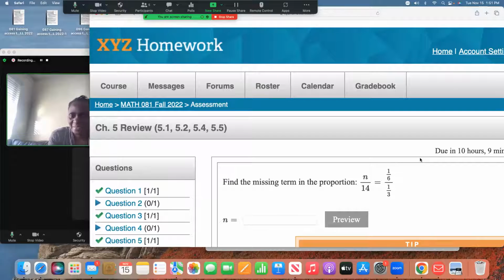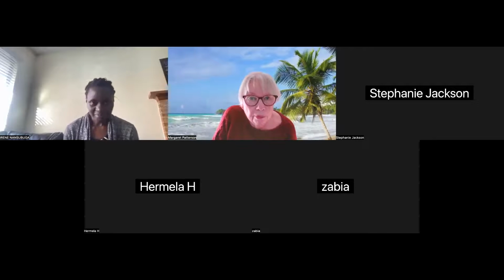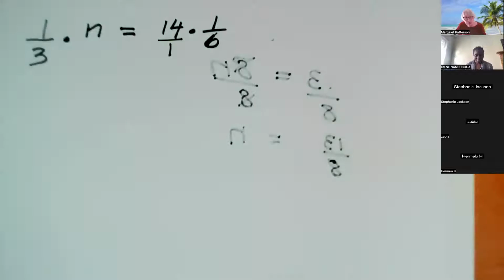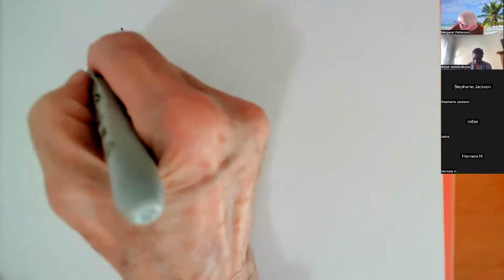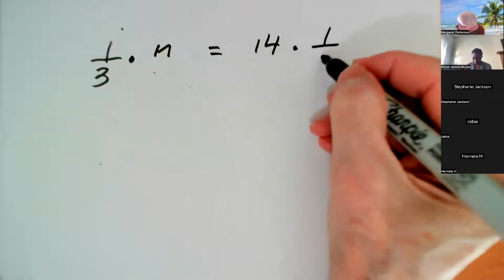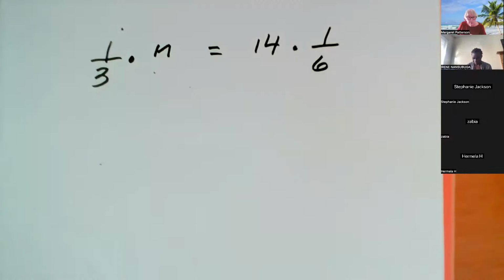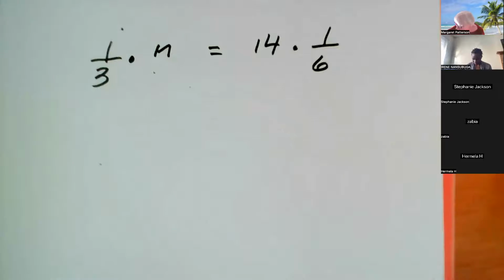On the paper? You want to see paper? Yeah. Yes. I think so. I don't know how they did that. I mean, I know ways to do it, but I'm trying to remember how they had us do it. Okay. So I have 1/3 multiplied by n equals 14 times 1 over 6. Okay, that was the problem.